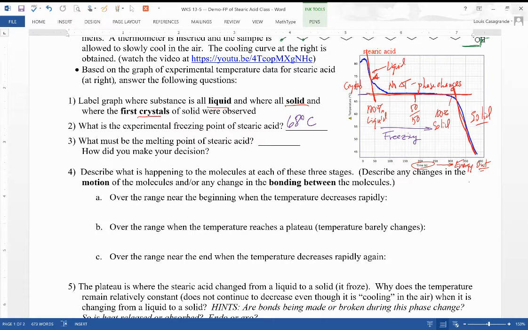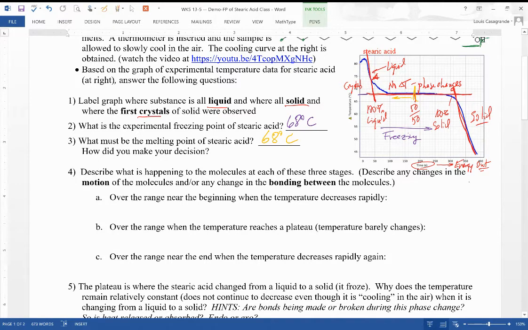Now, here's a concept that a lot of people struggle with. If you were to stop it halfway along, say stop at the 50-50 point, stop it right here, and start going back the other way, putting energy in, you would not change the temperature, but you would start to melt that 50% of the stearic acid that you have. And so it turns out that because of that, the freezing point and melting point are the same. And so the melting point of the stearic acid is also 68 degrees C.